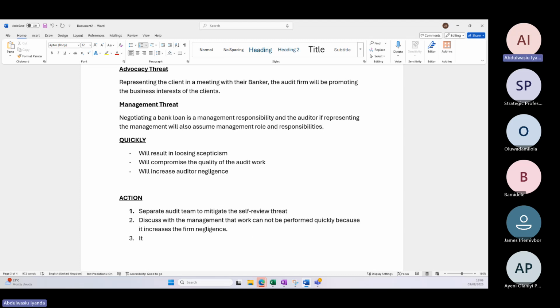That's one. And don't forget, it is prohibited for you, just like the code says, it is prohibited to assume management responsibility. Any other thing? Anybody else? Any solution? You have mentioned that we should use a different team, and that's fine. Discuss with the management. It is prohibited for us to assume what cannot be performed. So whatever solution you could think of, you are going to suggest that to the team.